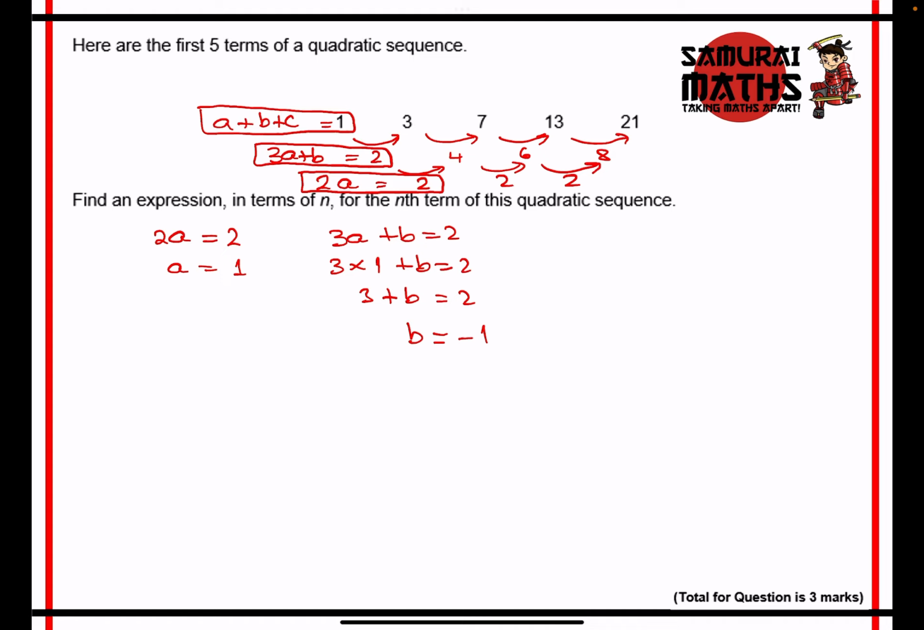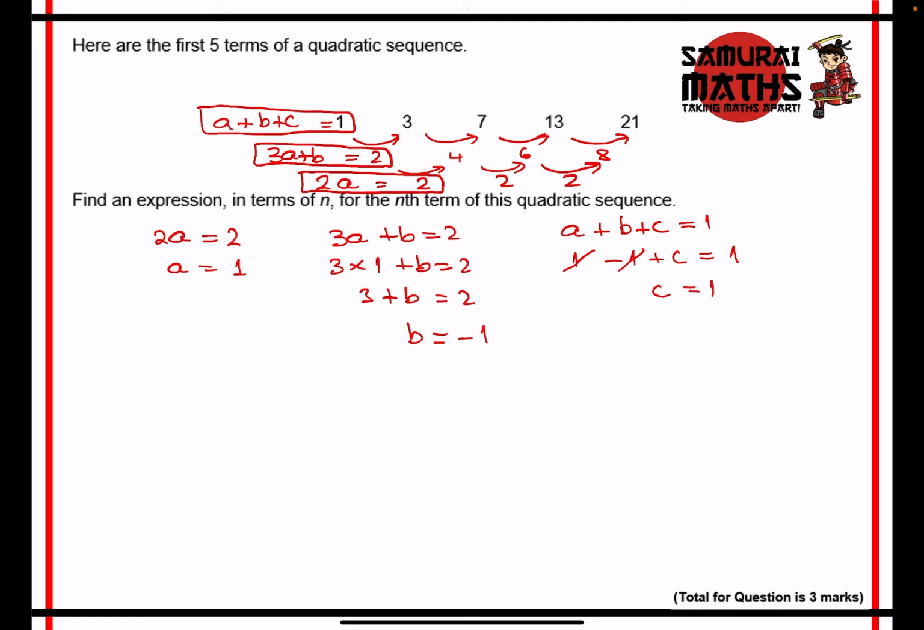I can work out c using the last equation. So a plus b plus c equals 1. So I do my substitution as always. b is minus 1. c I don't know. Equals 1. Minus 1 plus 1 cancel out. So c also equals 1.